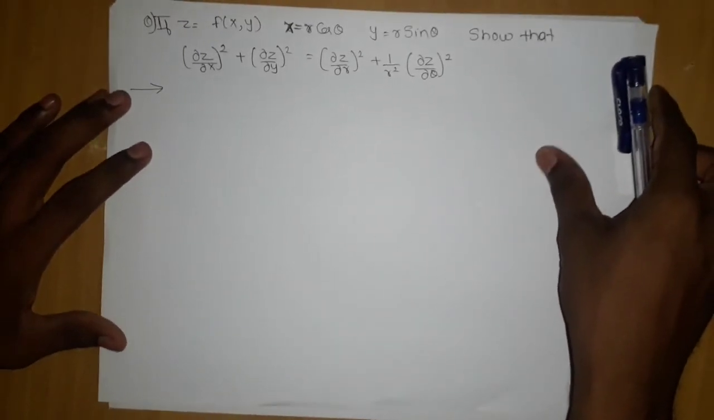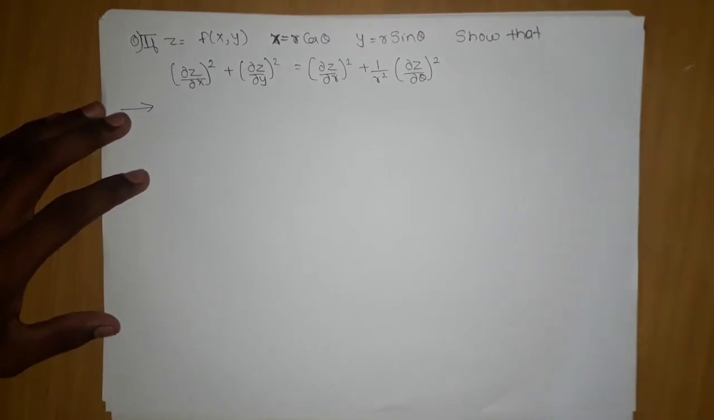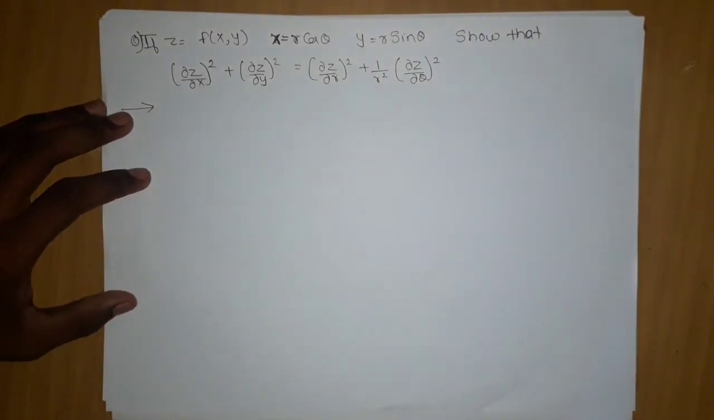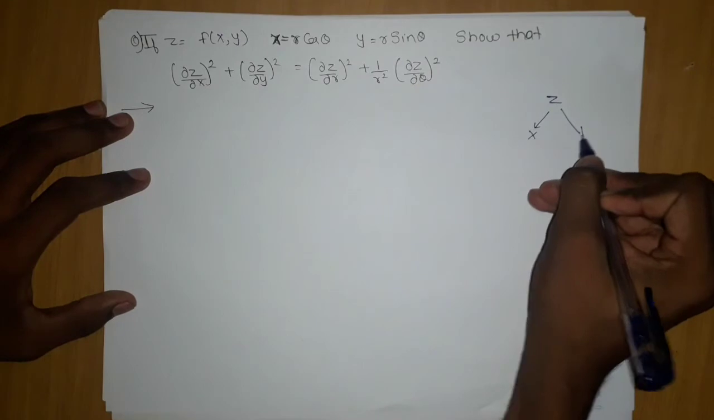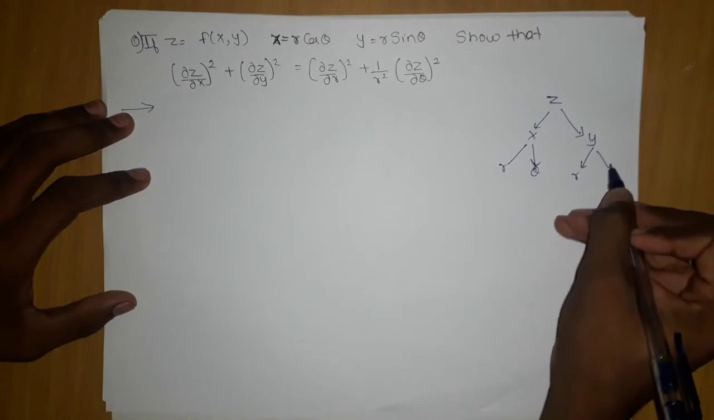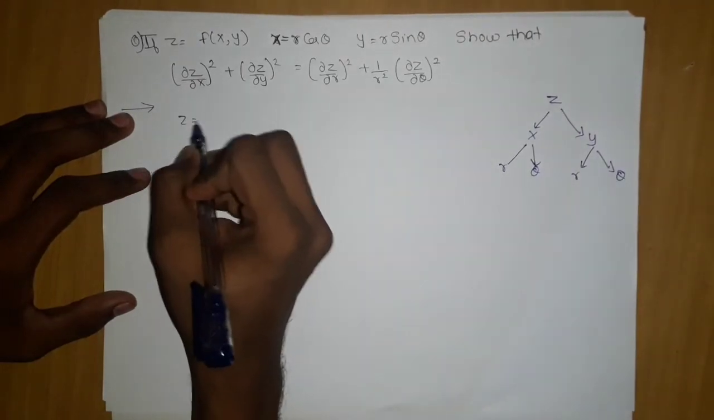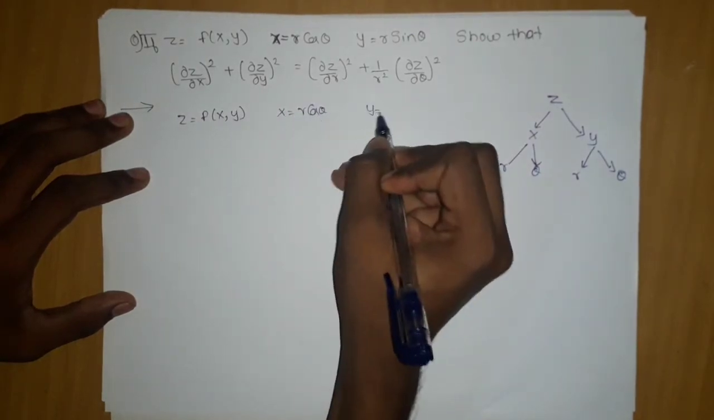The question says, if z equals f of x comma y, where x equals r cos theta, y equals r sin theta, show that dou z by dou x the whole square plus dou z by dou y the whole square equals dou z by dou r the whole square plus 1 by r square dou z by dou theta the whole square. We have to analyze the function. z is a function of x and y, x is a function of r and theta, y is a function of r and theta.